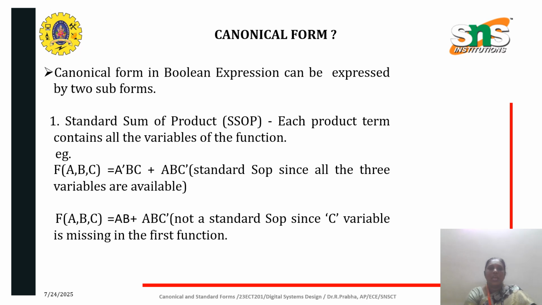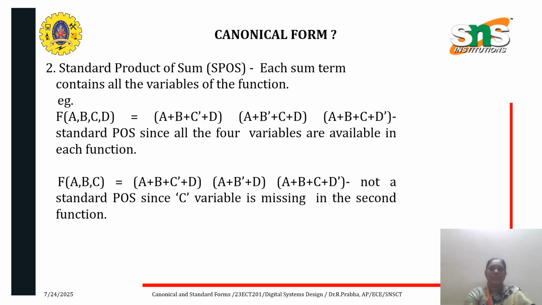And another function, for example, if we take f(a, b, c) = ab + abc'. So here this is not a standard SOP because the first term consists of only the A and B variables, the C term is missing. So we cannot take this as standard SOP. Okay, so this is the difference between standard sum of product and not standard sum of product.